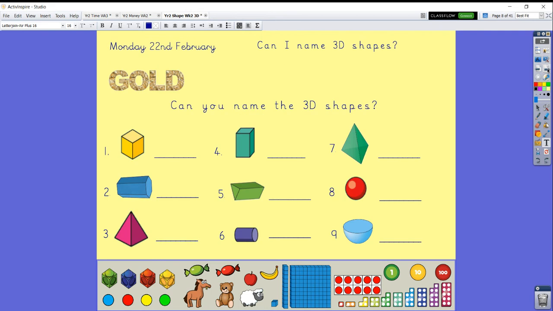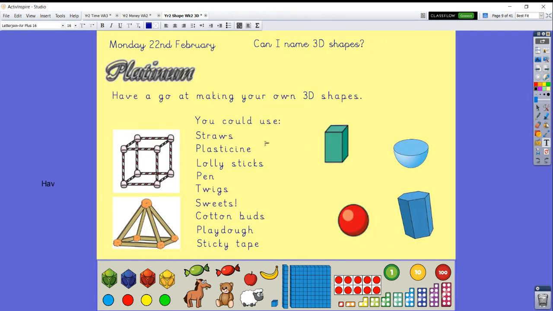Our gold learning is writing the names next to these shapes. What are these shapes? You could watch the video again if you couldn't remember. You did some of these at the beginning. And finally, I wonder if you could make any of these shapes. You can use lots of different things: straw, plasticine, sweets, twigs. You could go outside in your garden to make them. You could stay inside. Lots of different ways to make them. You could use your construction kits as well.